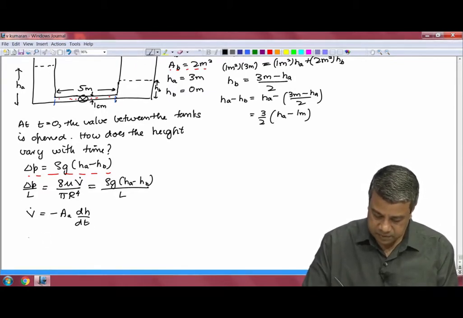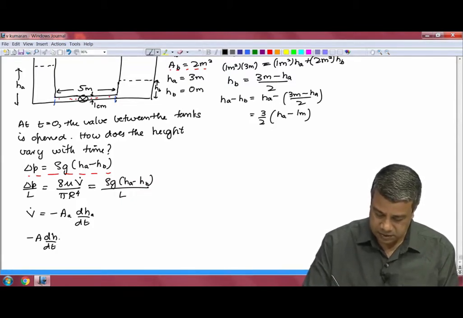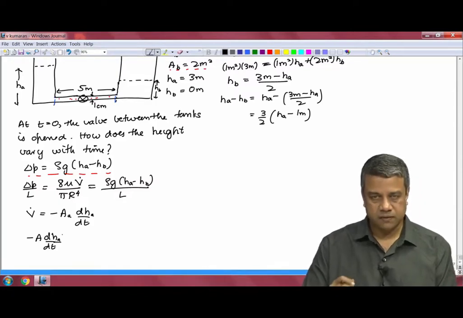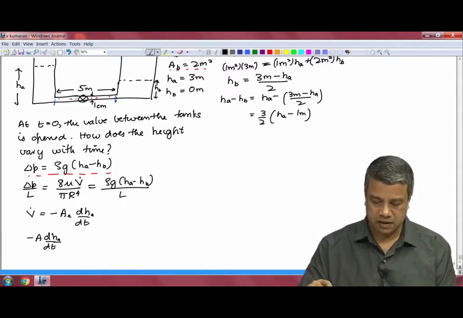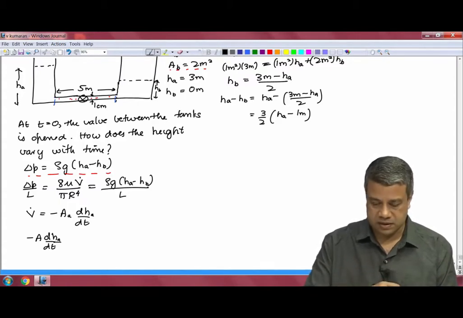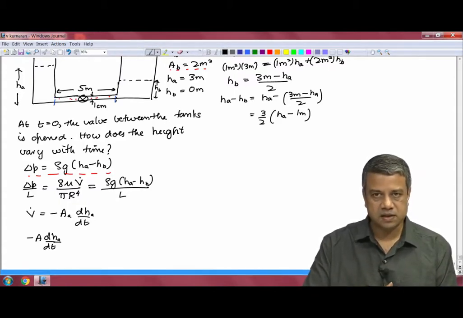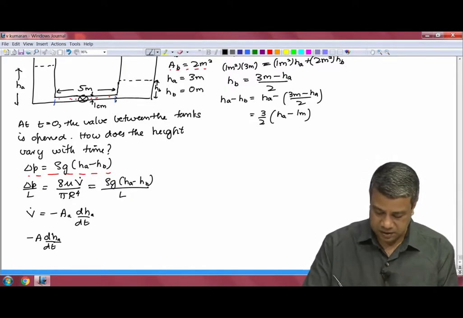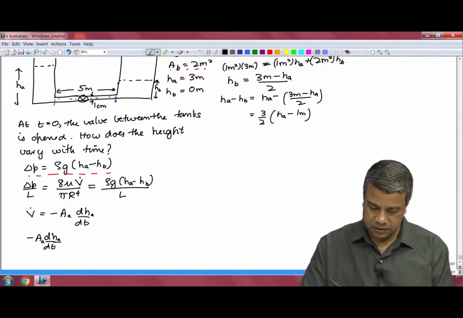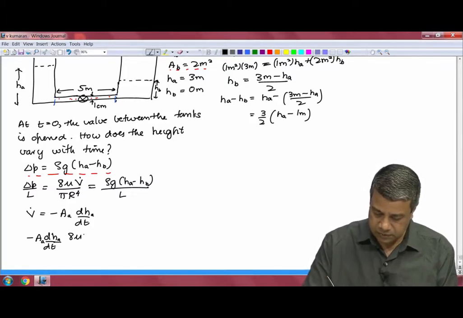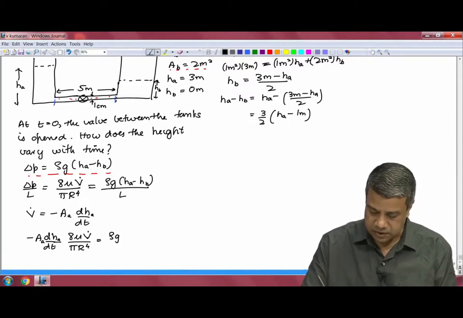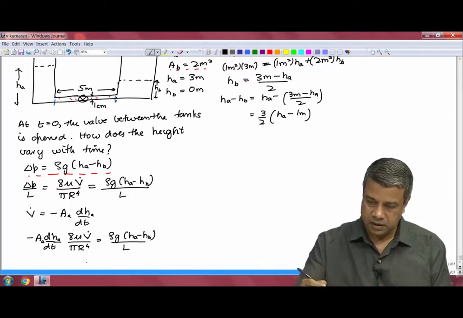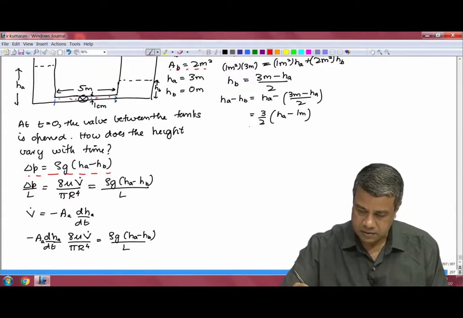So, this gives me minus A dH by dt, where H_A is the height of tank A, because when fluid goes from the left to the right tank, the height of tank A reduces. Therefore, V dot is equal to minus the area of tank A times dH_A by dt. Then 8 mu V dot by pi r power 4 is equal to rho G into (H_A minus H_B) by L. And for H_A minus H_B, I can substitute from here.